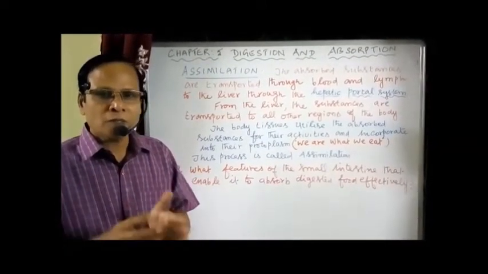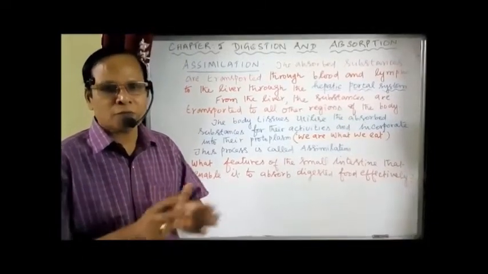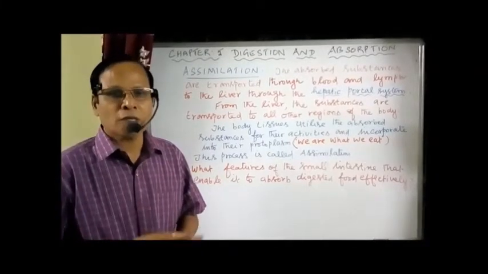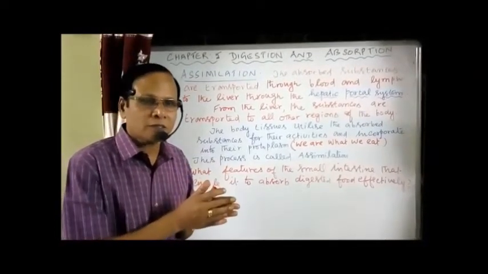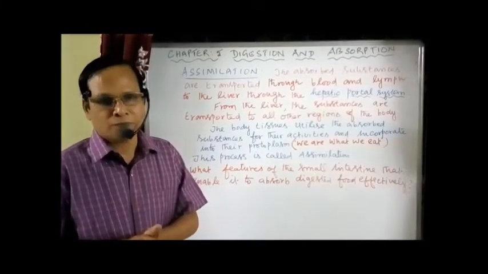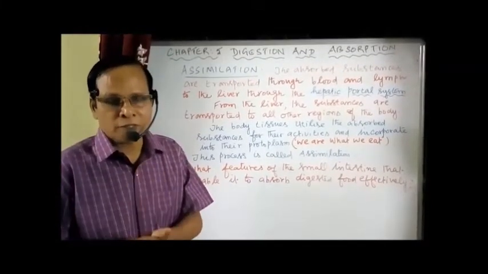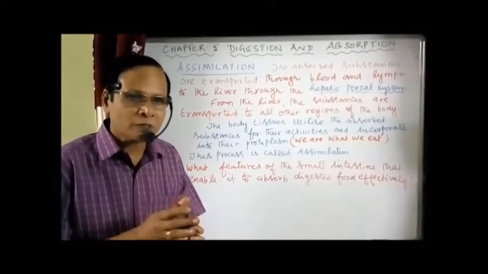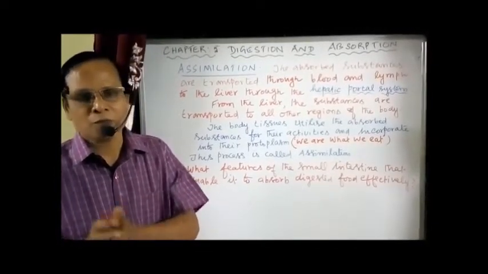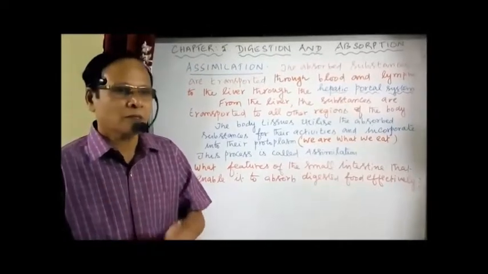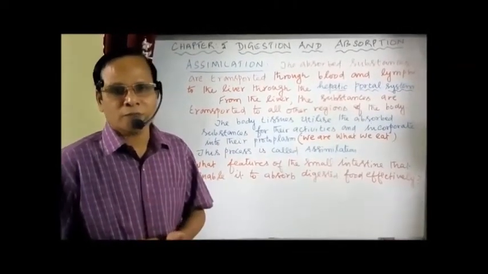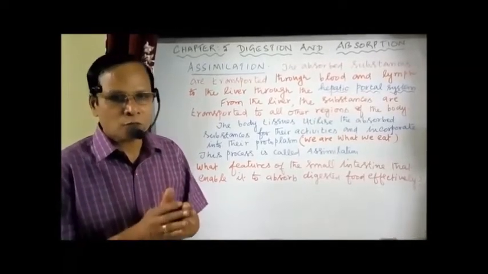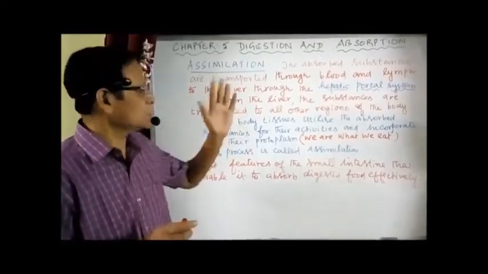Normally the body tissues utilize the absorbed materials for their various activities, and also they incorporate these materials into their protoplasm. Incorporating these materials into protoplasm is nothing but the conversion of the food materials into body substance, or protoplasm of the cell. This process is called assimilation. Simply we can say, conversion of food into body substances is called assimilation.